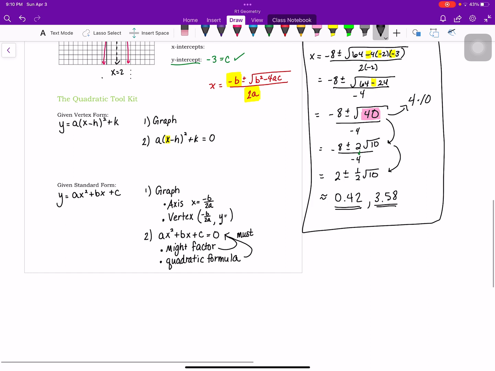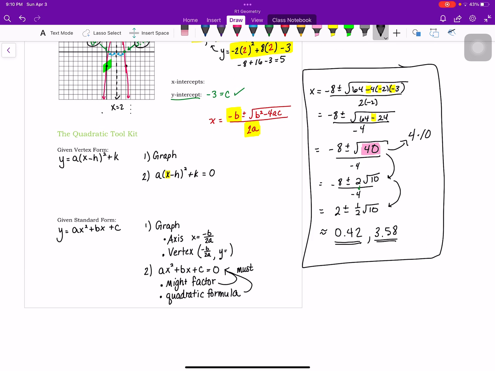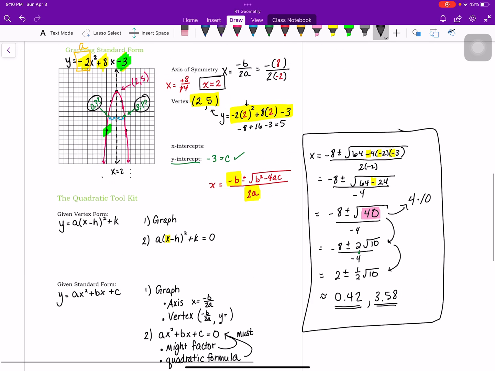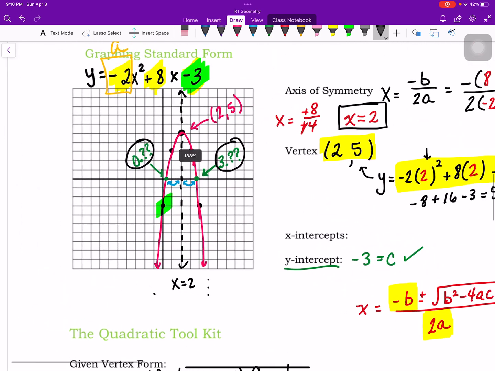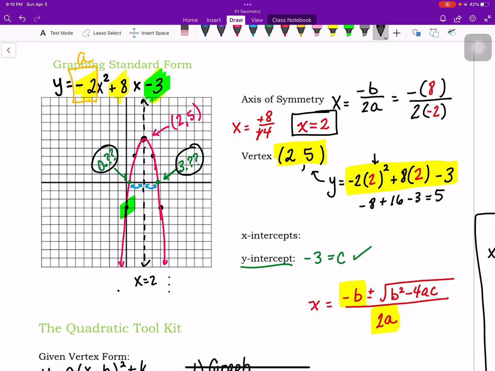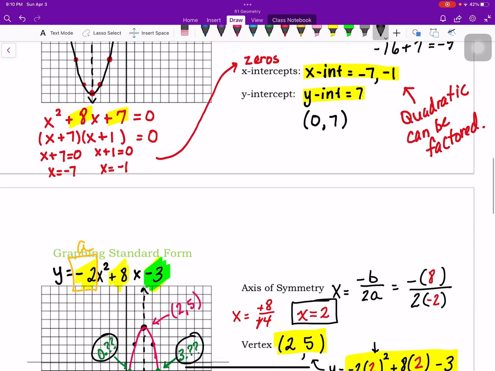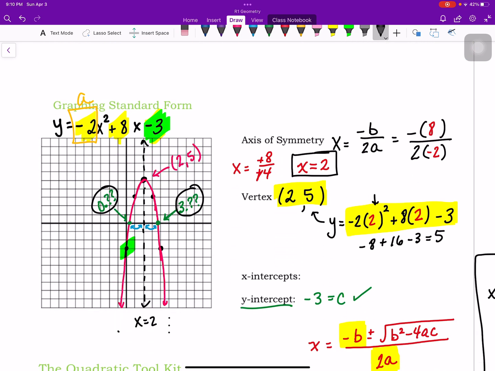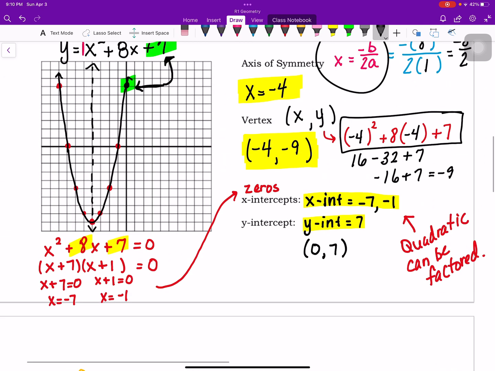So those are the different things that we do with our vertex form and our standard form, the things we have to remember about them. No matter what, we need to be able to graph them. The first one we did has nice x-intercepts. Sorry, this one has not nice intercepts, and the first one we did had nice x-intercepts.